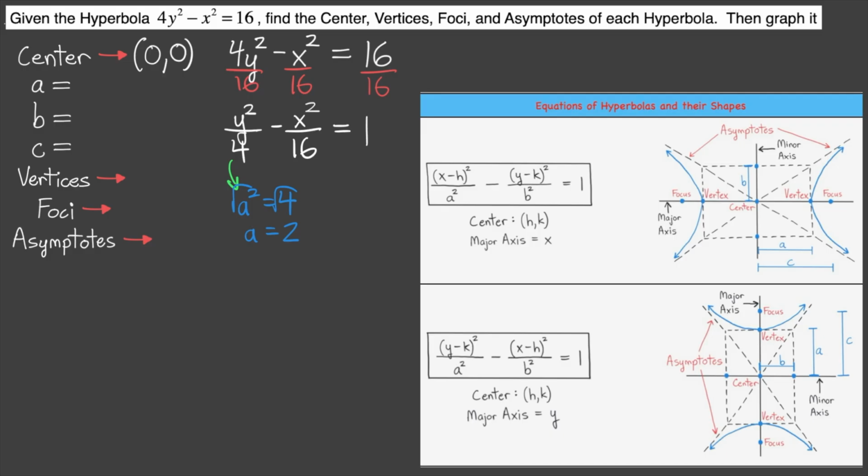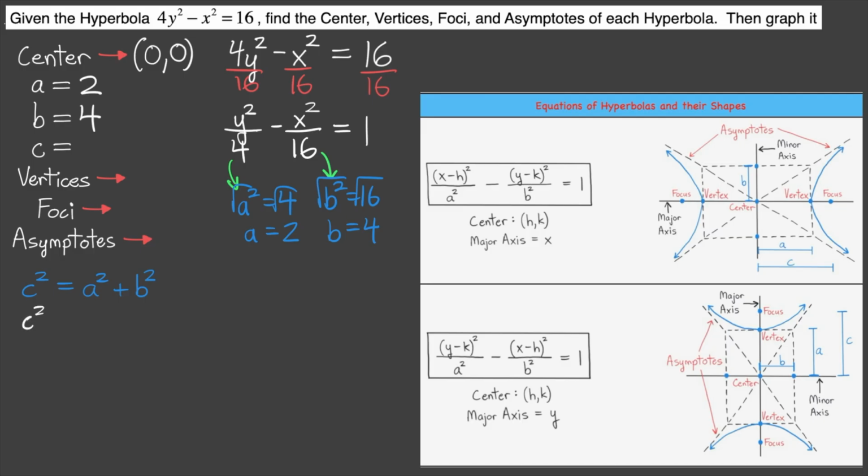Now over here we have our 16. So b squared equals 16. Take the square root of both sides. So b equals 4. All right, let's add that to our list of items here. So a equals 2, b equals 4. All right, how do we find c? There's an equation: c squared equals a squared plus b squared. That relates all three of those.